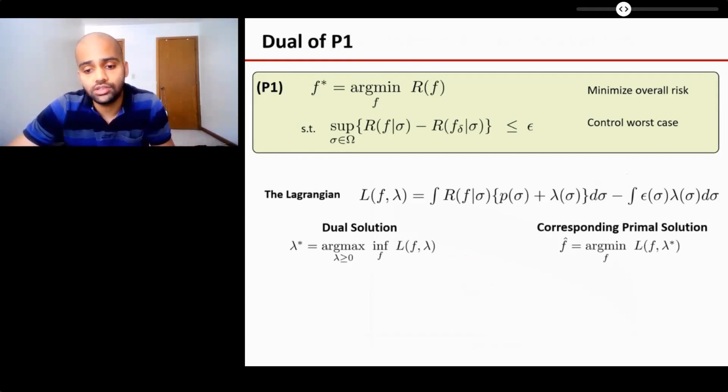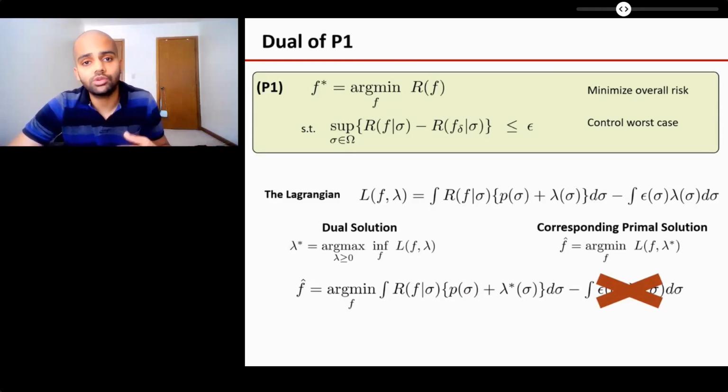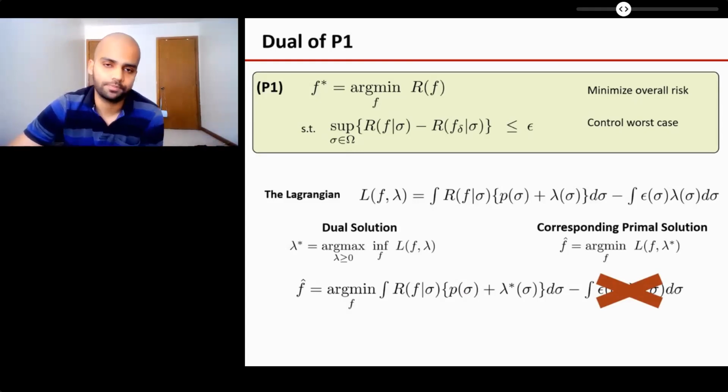Let us take a closer look at this equation. Note that the minimization is over the function f, and the second term doesn't depend on f, and therefore we can ignore it. We can write the term p of sigma plus lambda star of sigma as some other distribution pi star of sigma. We can do this because lambda is always greater than 0, and therefore by normalizing this by the sum taken over all the noise levels sigma, we get some other distribution pi star of sigma. So once you know what the dual solution is, you can come up with a distribution pi star of sigma with which we can train the network so that we can get the solution to problem 1.